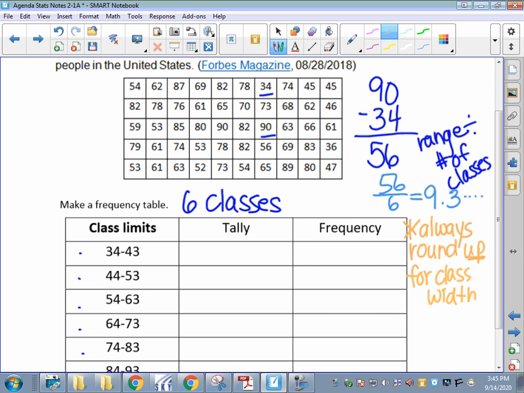No matter what, I know 9.3 something would round down, but we're always going to round up no matter what. If you got a whole number, if that 56 divided by 6 for some weird math reason came out to be exactly 9, I would round up to 10 for my class width. So my class width is equal to 10 because it was 9 point anything, and that rounds up to 10.